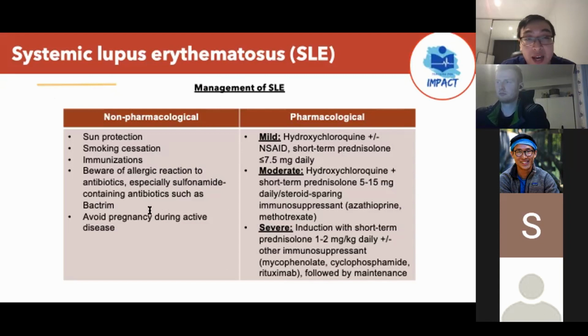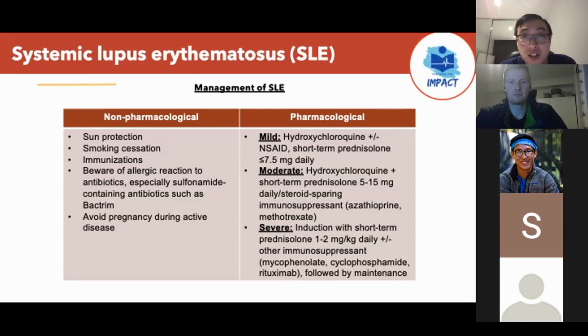The other interesting thing is that allergies to antibiotics are more common in patients with SLE for some reason, with up to 30% of patients having an allergy to sulfonamide-containing antibiotics, including Bactrim. And this will become important a little later on. In terms of pharmacological management, so as I said, the first line pharmacological treatment is hydroxychloroquine or Plaquenil.